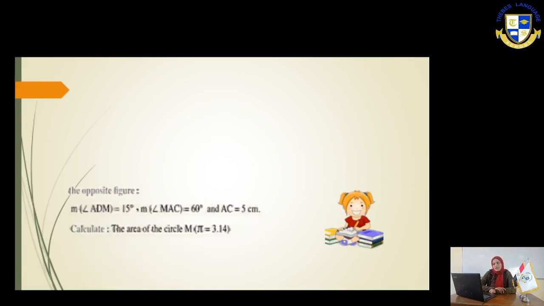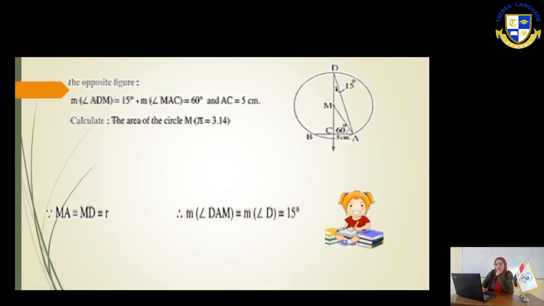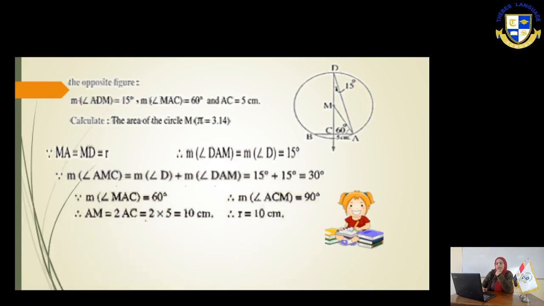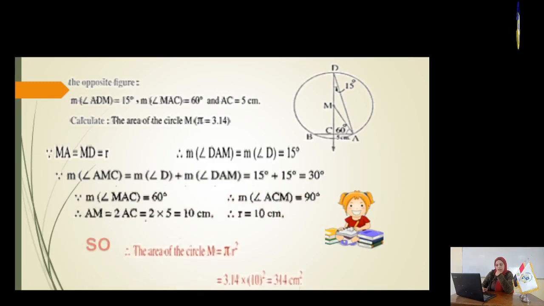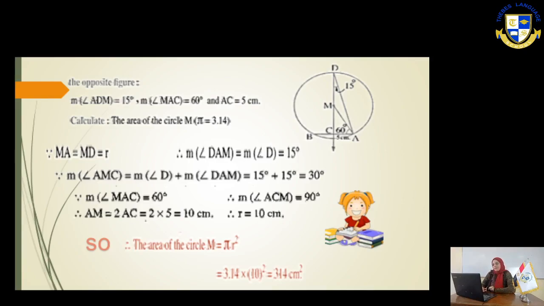Here we have an exercise, as we see in the opposite figure. The measure of angle ADM is 15 degrees. The measure of angle MAC is 60 degrees, and AC equals 5 centimeters. Calculate the area of the circle M, where pi equals 3.14.